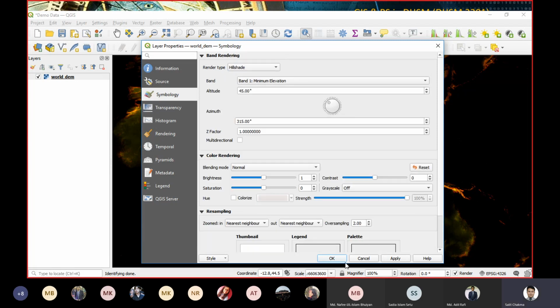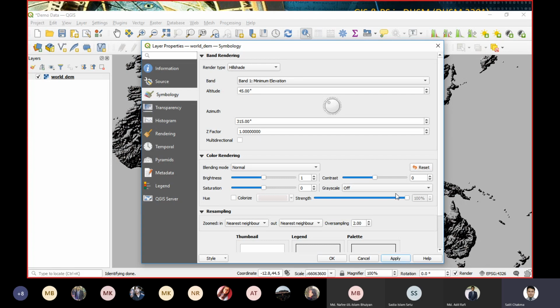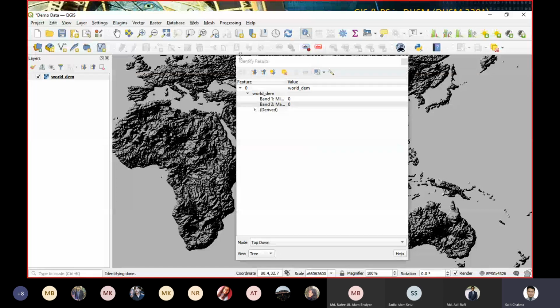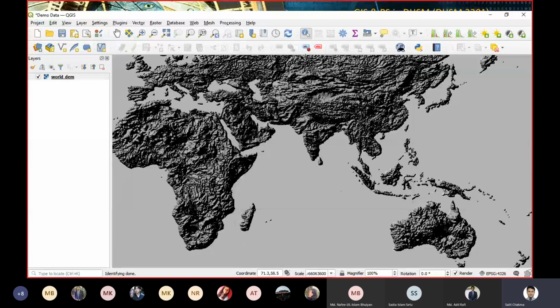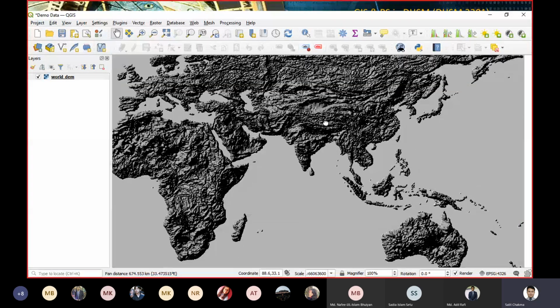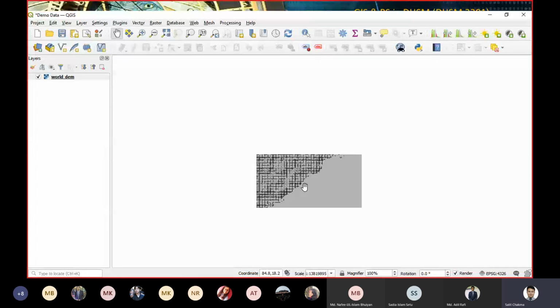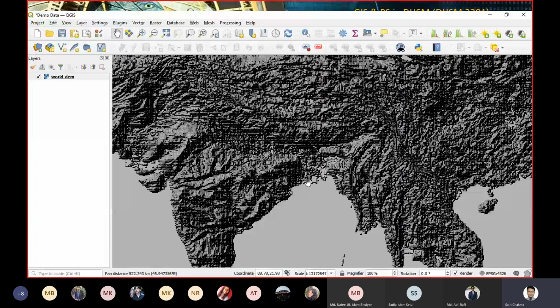Okay, let's try hill shade. Let's see what happens. Now you will understand it even more. So now the landform is even more clear, right? Now Bangladesh is visible by applying the hill shade effect. From this hill shade effect, now you can study.